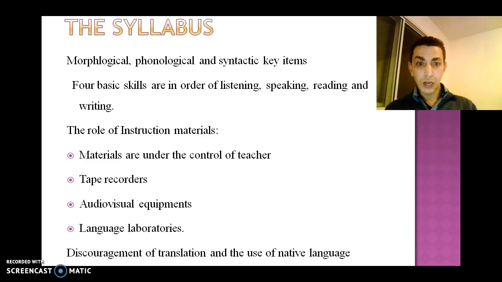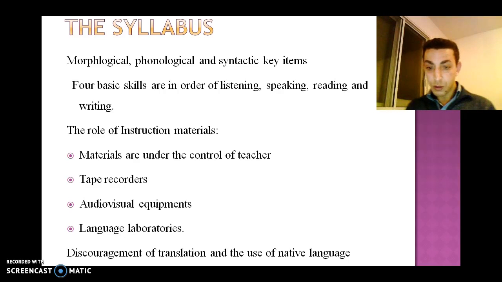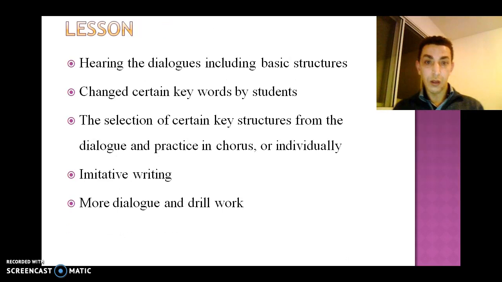And instruction materials, it's one of the methods that's based on a lot of materials, and this is very important during that time, because at that time there are language labs, tape recorders, audiovisual equipment, and all these materials are under the control of the teacher, which means that the teacher is everything in the class. And of course, the usage of the native language, I'm sorry, the target language.